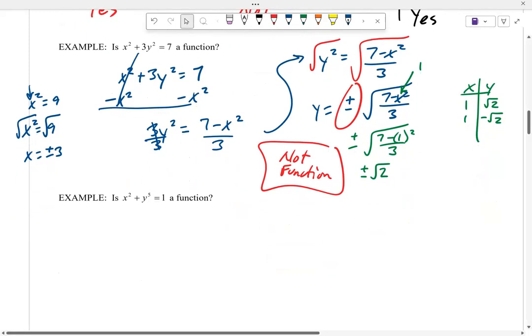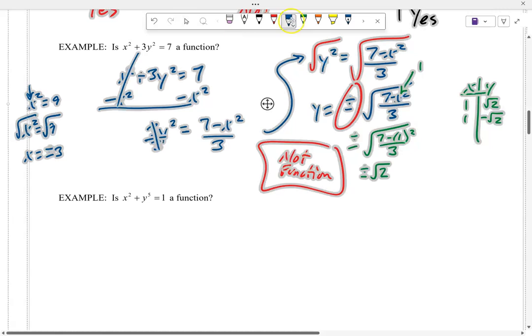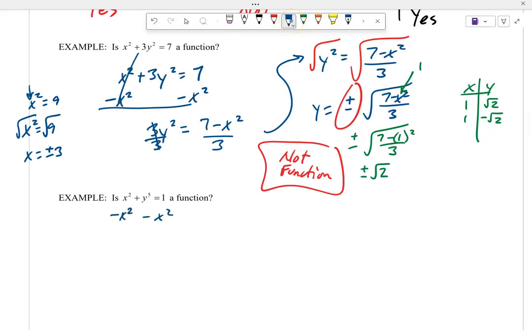Let's solve this next one. X squared plus y to the fifth equals 1. We're going to do the same thing. We're going to solve for y. And now we're going to fifth root this, the fifth root. So y equals the fifth root. Now, do I have to slap on a plus minus?